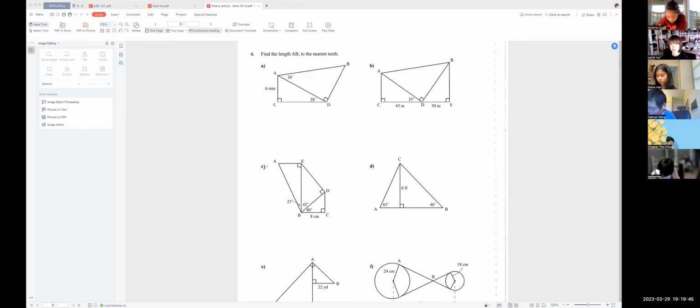Okay, so now let's go to number C. Everybody, I hope you understand A and B clearly first. So let's do number C. Number C is 3 right triangles combined together, right? So our target is still to calculate AB.